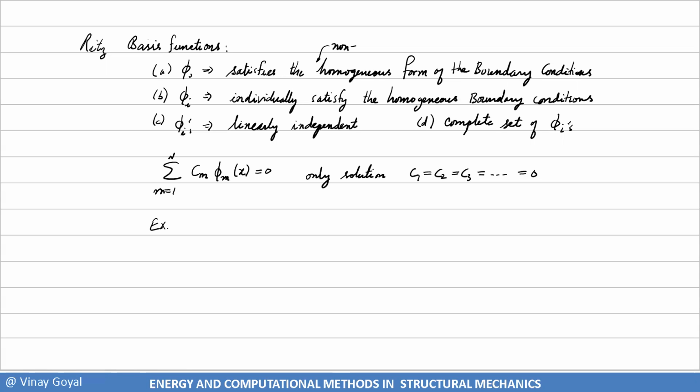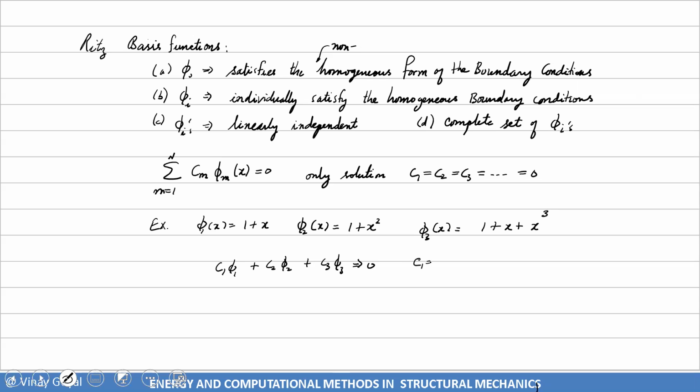So say, for example, I have phi1 of x is 1 plus x. Phi2 of x is 1 plus x squared. Phi3 of x is 1 plus x cubed. You can then check later that C1 phi1 plus C2 phi2 plus C3 phi3 equals 0. You can check later that the only solution is C1 equals 0, C2 is 0, C3 is 0. That's the only solution to this, okay?